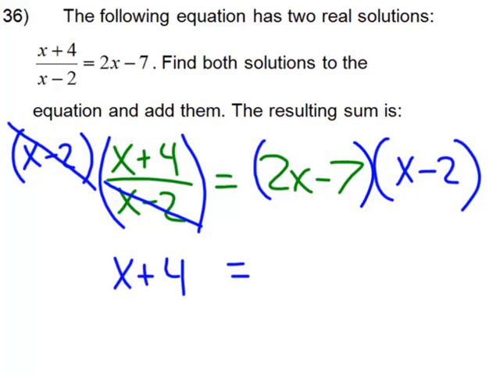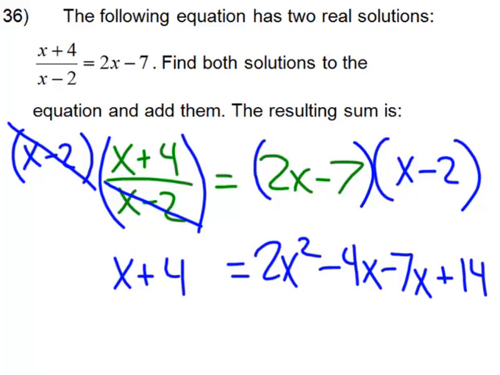On the right side, let's go ahead and FOIL or distribute out these two binomials. So 2x times x gives us 2x squared. And then 2x times minus 2 gives us minus 4x. Negative 7 times x is minus 7x. And then finally, the last terms, negative 7 times negative 2, give us plus 14.